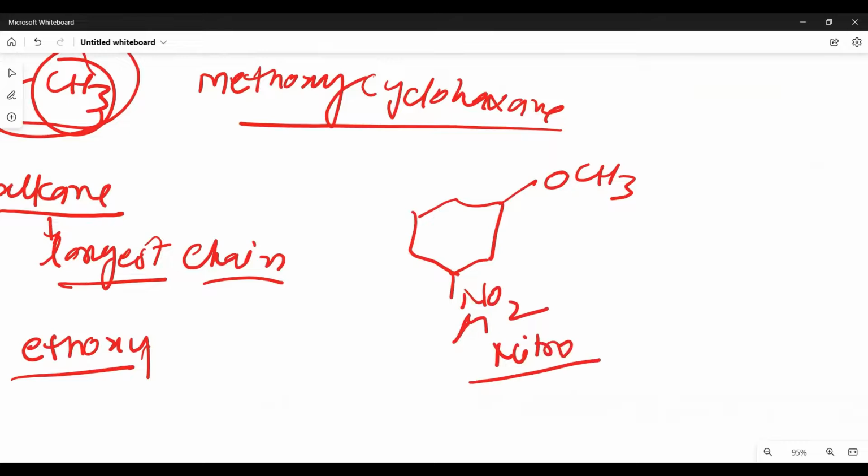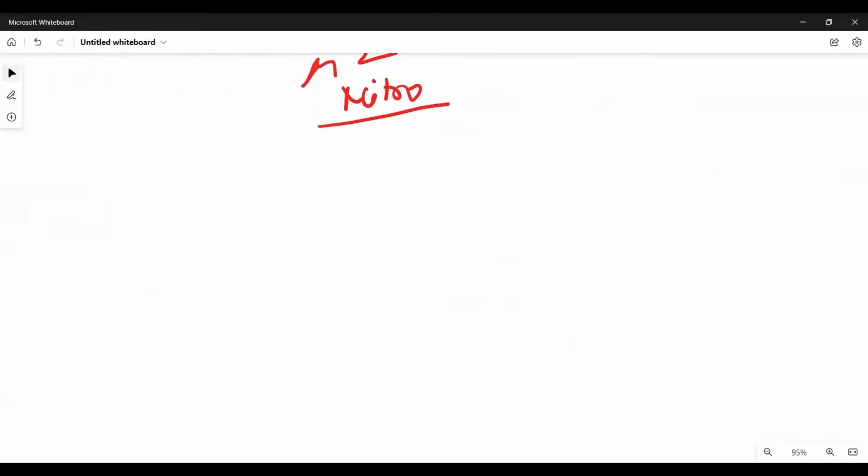Nitro group. Substituent है, So OCH3 will get the number 1 position, 1, 2, 3, 4, 5 and 6. So what will be the nomenclature? Methoxy cyclohexane तो है. So it is 3-nitro 1-methoxy cyclohexane. So in that manner you can do the nomenclature for the ethers also.